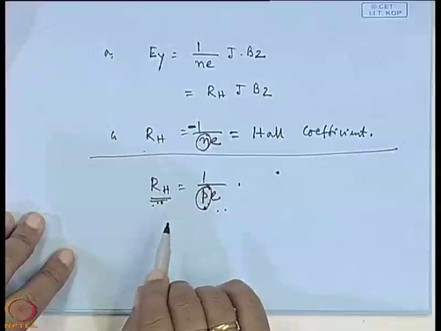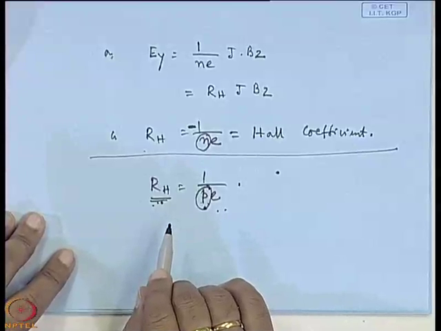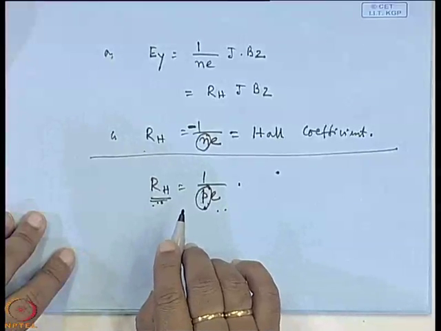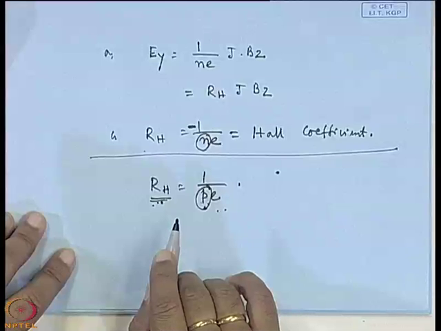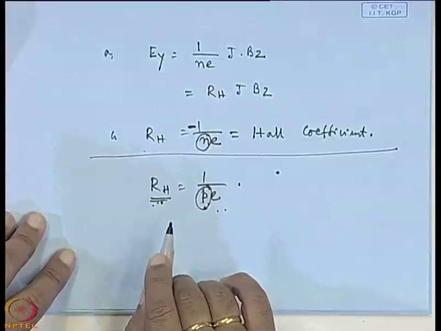Now, how can you calculate the mobility? My question was for semiconductor. Yes, in a semiconductor, the holes and electrons both are present.